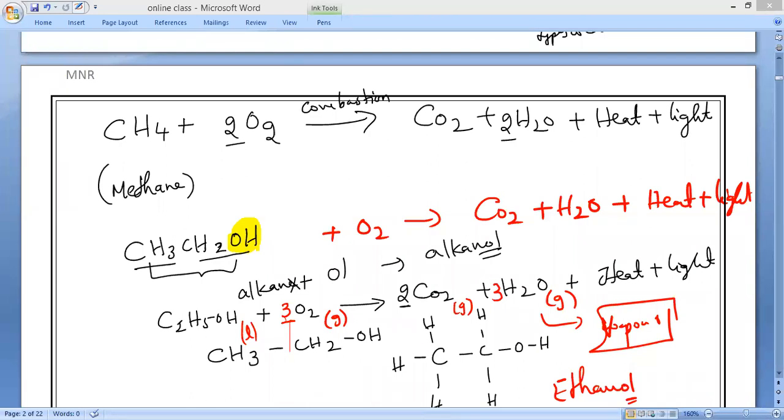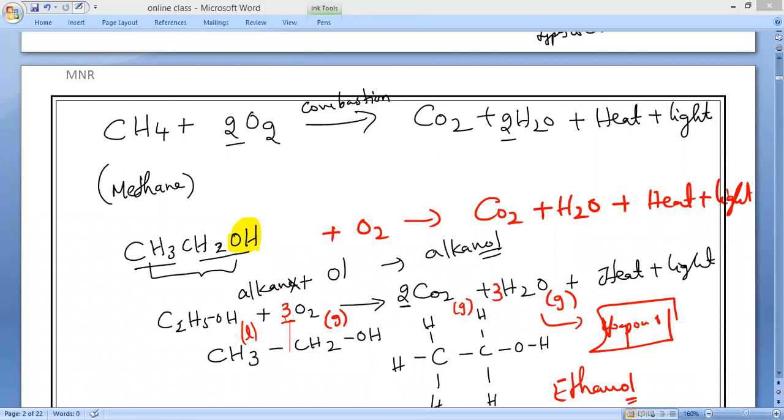Which also contains a main alkane. What is the main alkane present in LPG? Butane. Understand? Butane. Remember, it is also a gas with few carbons, C4H10. It's the next lowest level only. It will form carbon dioxide, water vapor with a lot of heat and light energy. So due to that only, we say butane is also an excellent fuel.